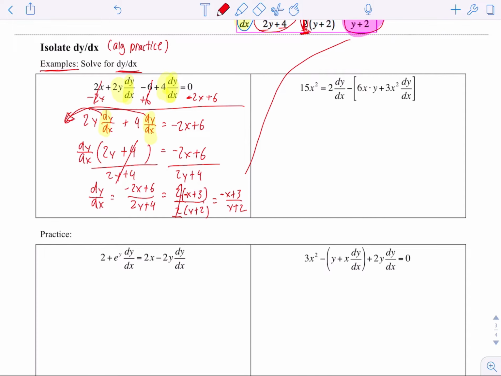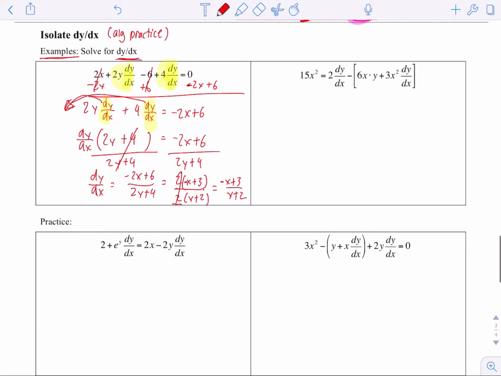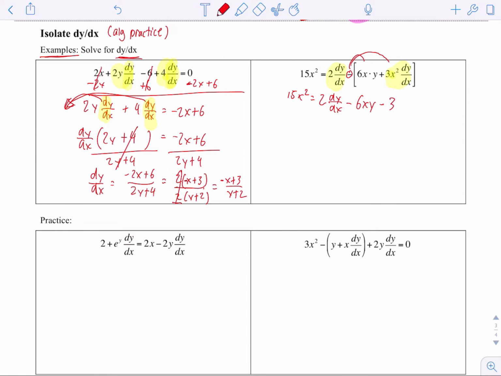Okay, so let's do a new one then. Again, first I want to recognize that this is dy dx here, and this is my dy dx term here. But first I've got this negative sign. Ooh, tricky. I'm going to make sure I distribute, get this out of the way. So I have 15x squared is equal to 2 dy dx minus 6xy, oops, almost got me, minus 3x squared dy dx.